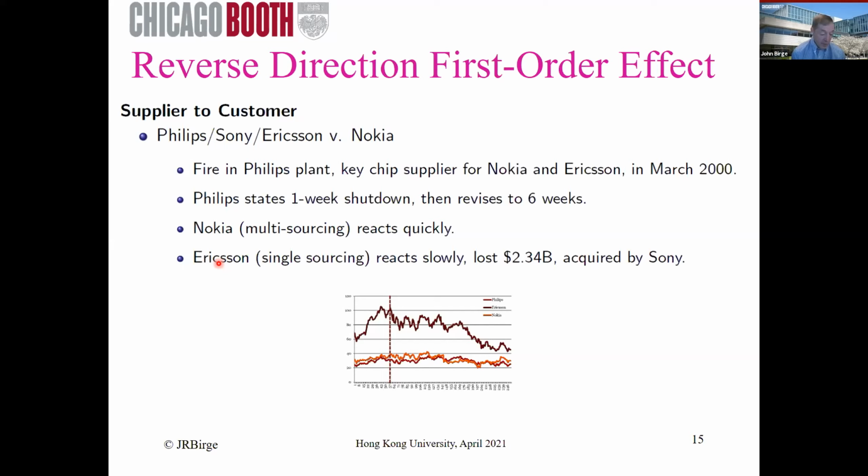The customer's reaction, however, depended on how that customer had constructed their supply chain. In the Nokia case, because Nokia had, in fact, multiple suppliers, Nokia was able to avoid significant disruption. Their share price essentially remained the same. Ericsson, because they were single sourcing, was exposed to more risk. And because of being exposed to more risk, they were not able to improve their situation relative to the disruption with Philips, and their price went down.